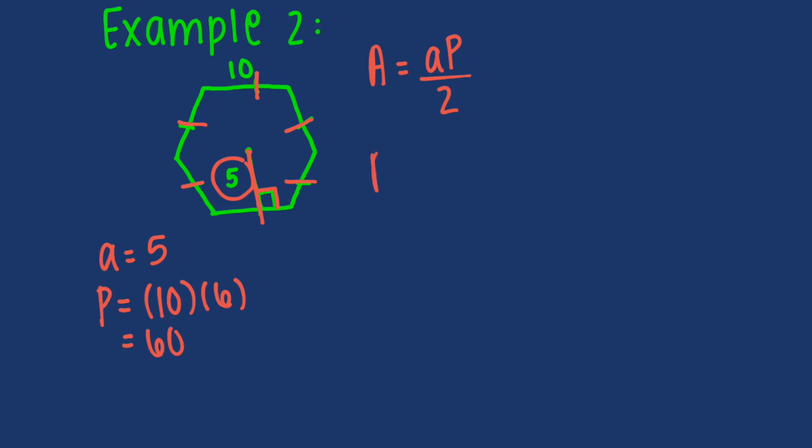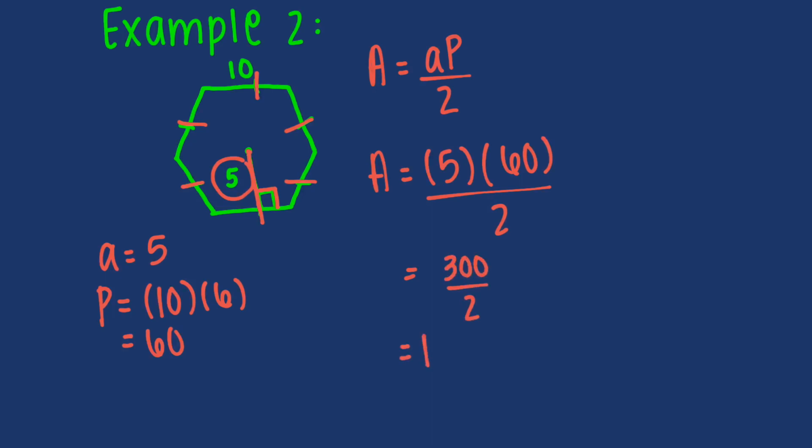So now my area is equal to, my little a, my apothem is 5 times my perimeter, which is 60, divided by 2. When you do 5 times 60, you end up with 300 divided by 2, and I know that my area is 150.